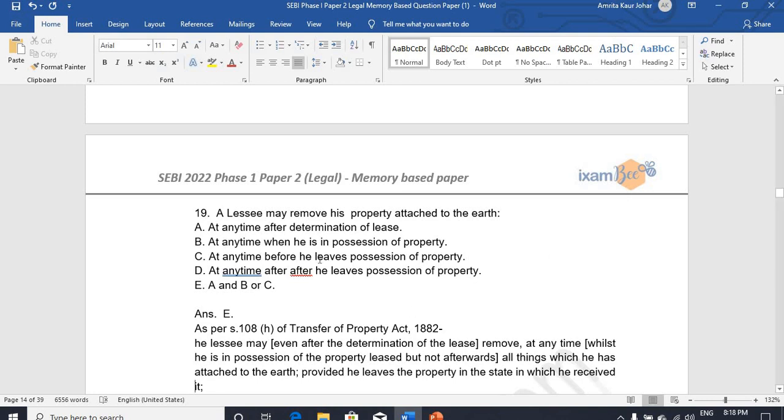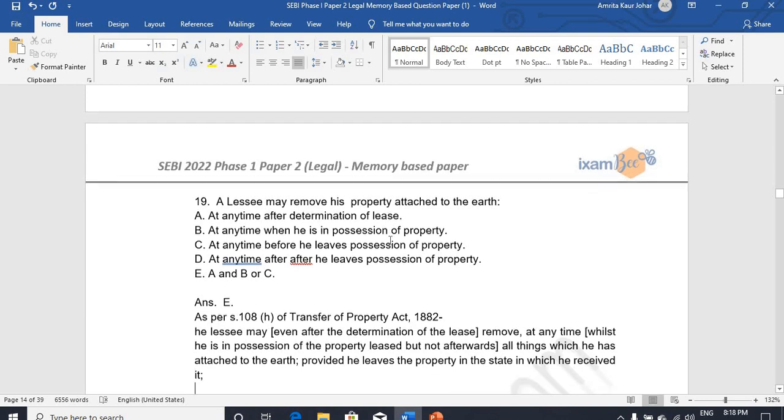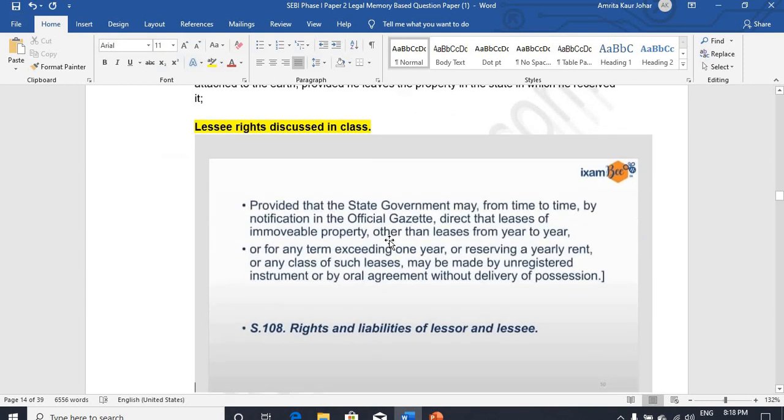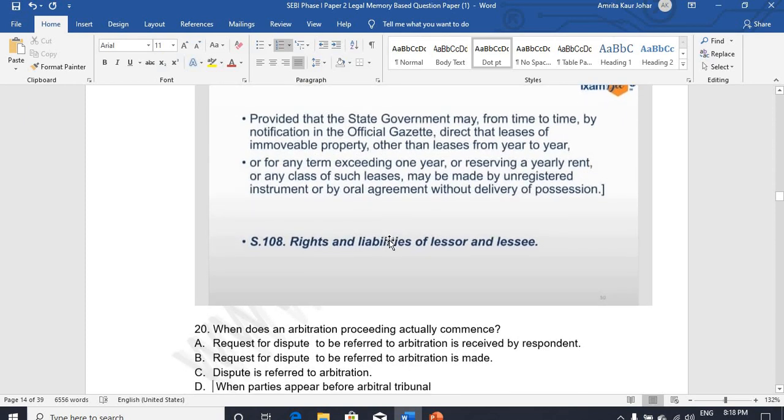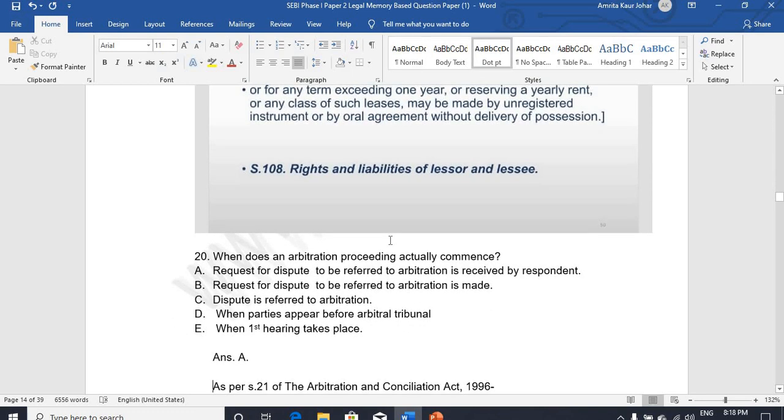So the answer to this question is A and B or C, that is at any time after determination of lease and at any time when he is in possession of property, or at any time before he leaves possession of property. So you can see the framing of this question, how it has been made confusing, but it is an easy concept. Leasee rights were also marked as important. Leaser rights and liabilities were an important topic for discussion in the live classes at ixamBee.